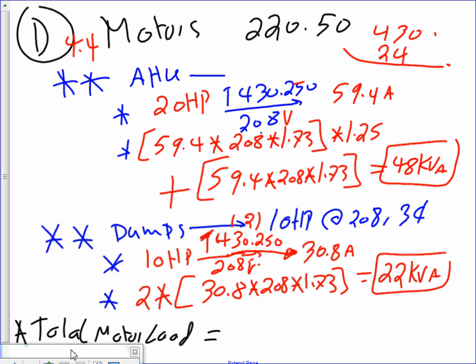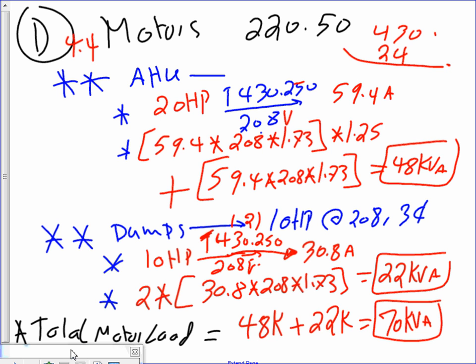So I'm going to take my 48 K plus my 22 K, and my total would be 70 kVA. Gentlemen, highlight this. And how many stars do you want to put next to this? Four stars on each side. Why? Because that's going to be carried.